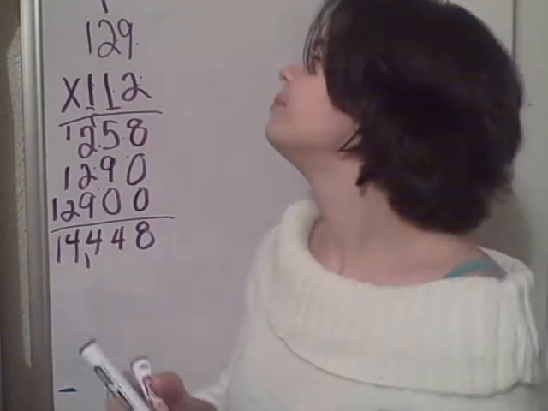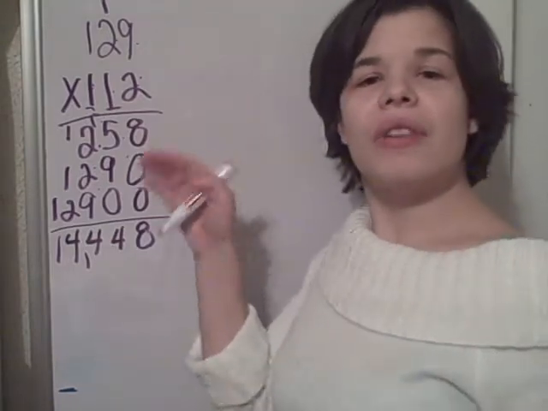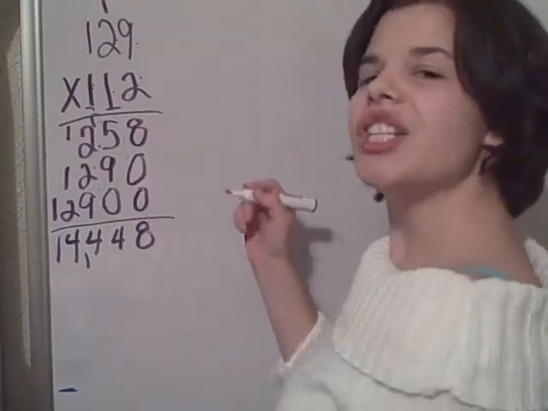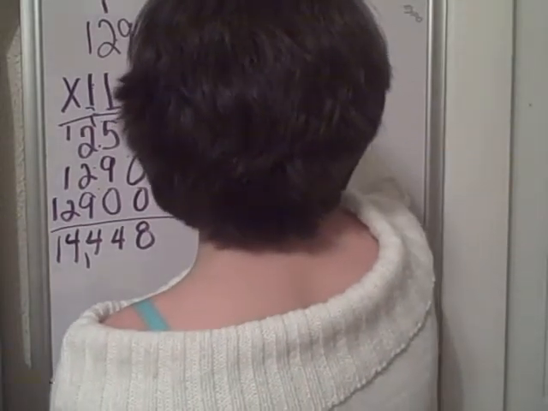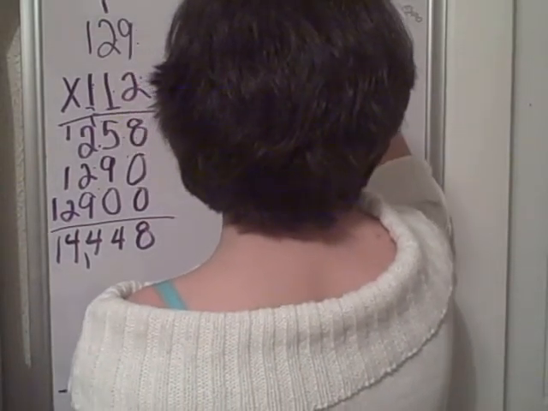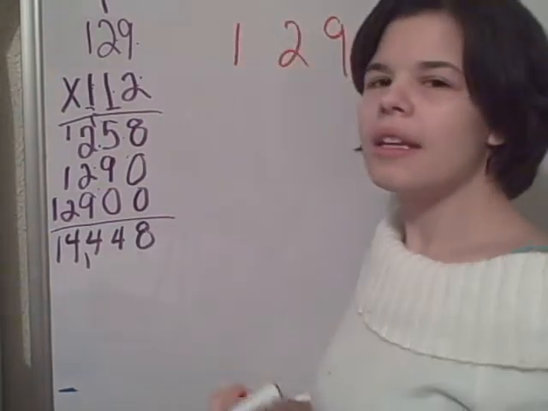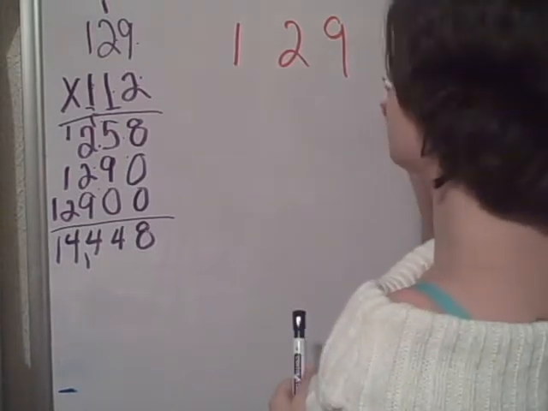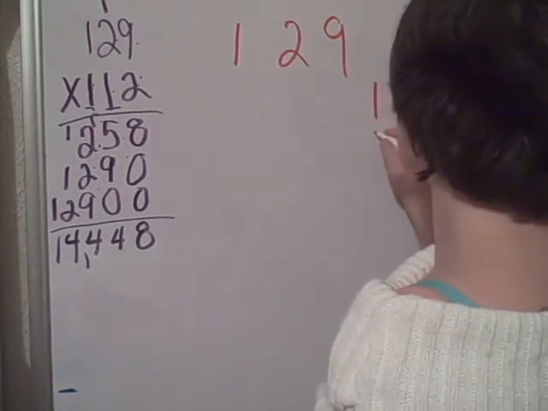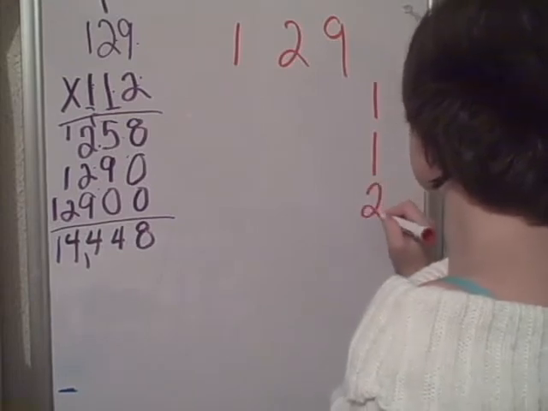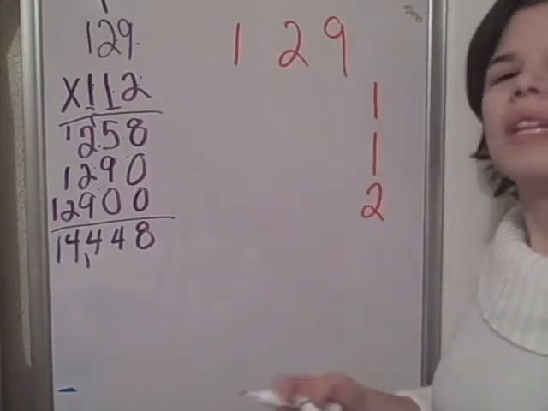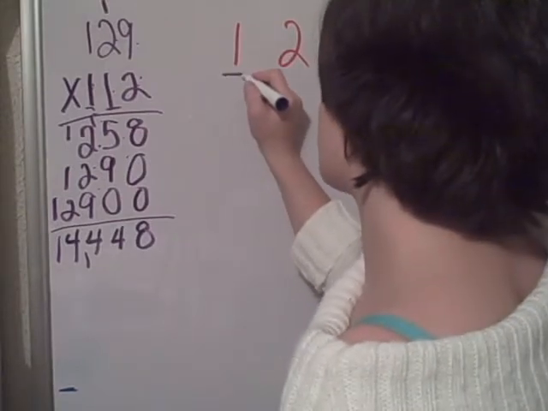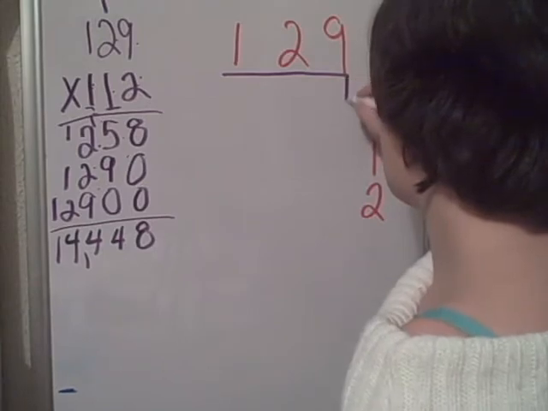So let's do the problem. We're going to write our first number, the number we normally write on top, across the top, but we're going to have it spaced out a little bit between the digits. Our bottom number, we're going to write down the side. Next, we're going to box out the problem, which just means we're going to make a line across and a line down.